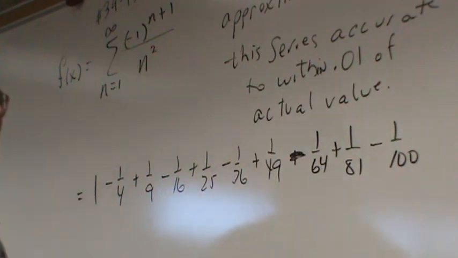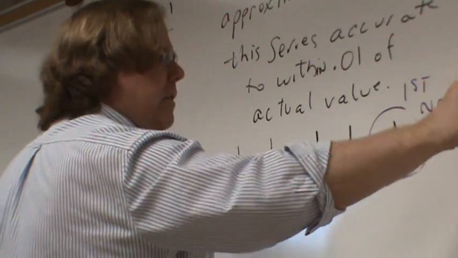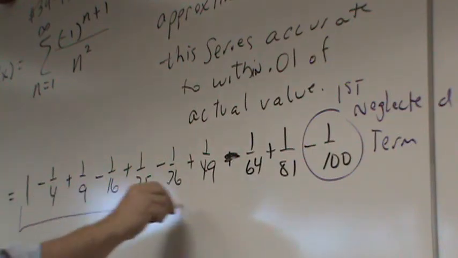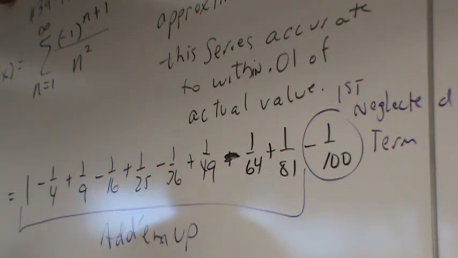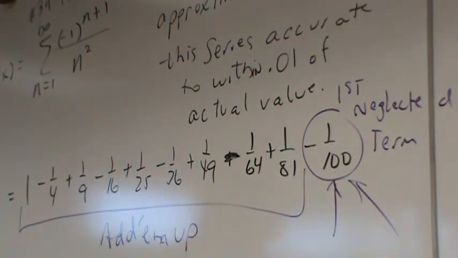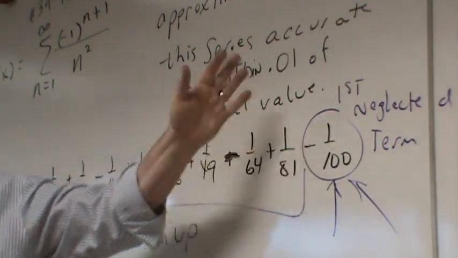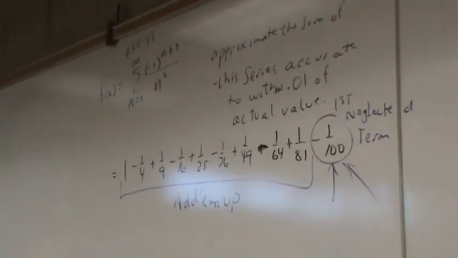If I stop there, if I make this my first neglected term, and this is how you're going to do 39 through 43. If I make this the first neglected term, all I need to do is add up all of these guys. You add up those first 9 terms, you will get the sum accurate to within 100th. How do I know it's accurate to within 100th? Because 100th is my first neglected term. So on those problems, you're just going to write it out and keep going until your first neglected term is within what they want the error to be.